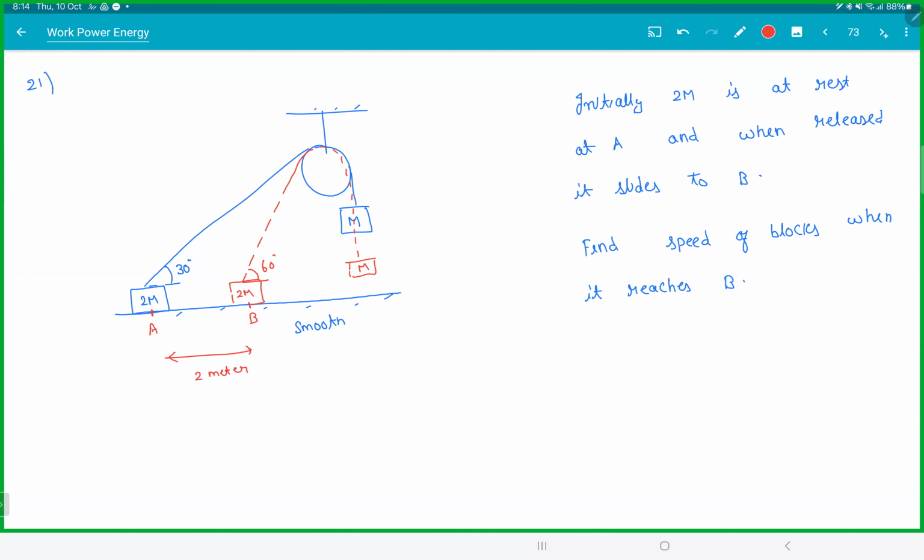Next class, we will touch the springs. Today, we are not touching springs.